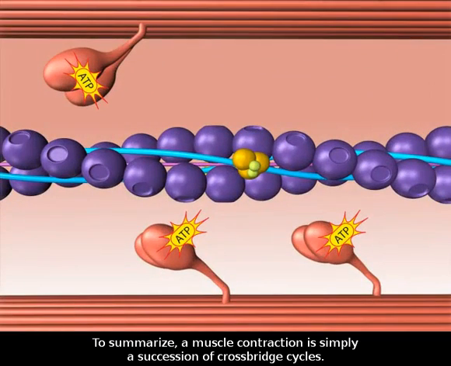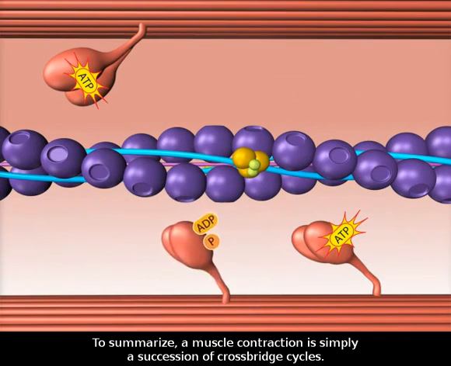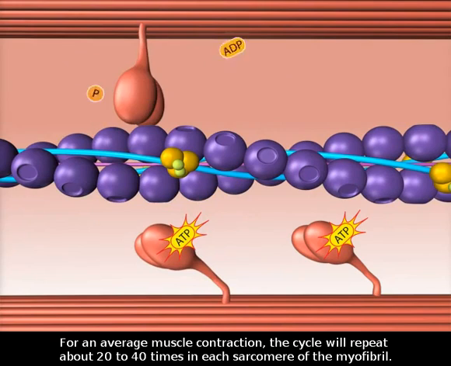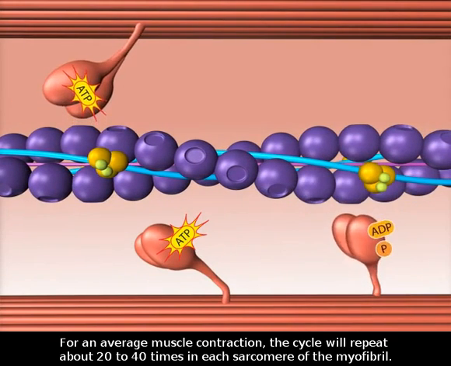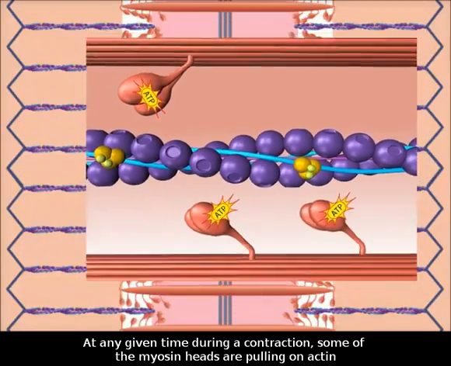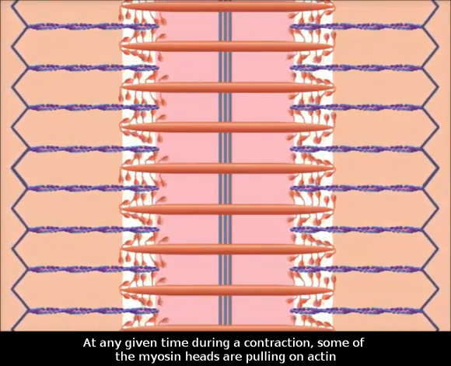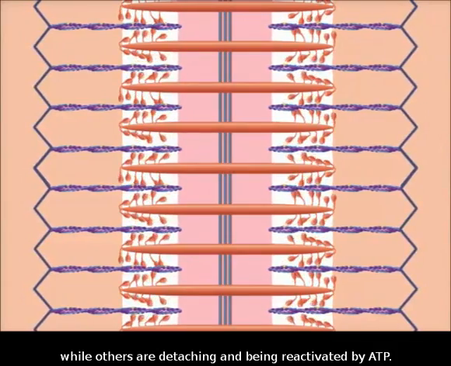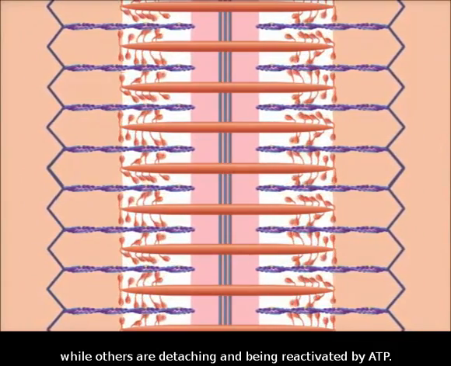To summarize, a muscle contraction is simply a succession of cross-bridge cycles. For an average muscle contraction, the cycle will repeat about 20 to 40 times in each sarcomere of the myofibril. At any given time during a contraction, some of the myosin heads are pulling on actin while others are detaching and being reactivated by ATP.